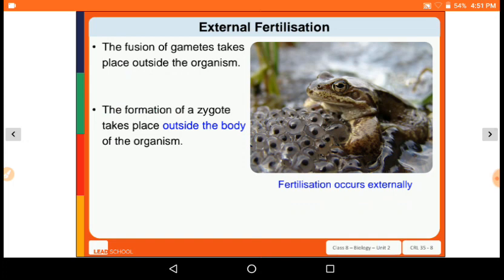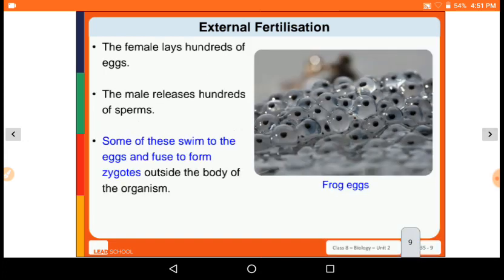In external fertilization, the fusion of the gametes takes place outside the body of the organisms. The formation of the zygote takes place outside the body of the organism, like in a frog. The female lays hundreds of eggs and the male releases hundreds of sperms, and some of these swim to the eggs and fuse to form zygotes outside the body of the organism.